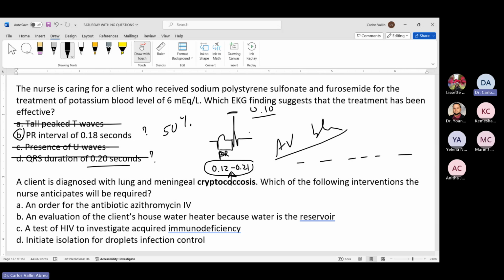When we have hyperkalemia, we have widening of the QRS, so the QRS is lasting longer than normal, and we have also prolongation of the PR interval. So what we are looking at here is that the parameters are normal, and the best answer to this question could be B as in boy.